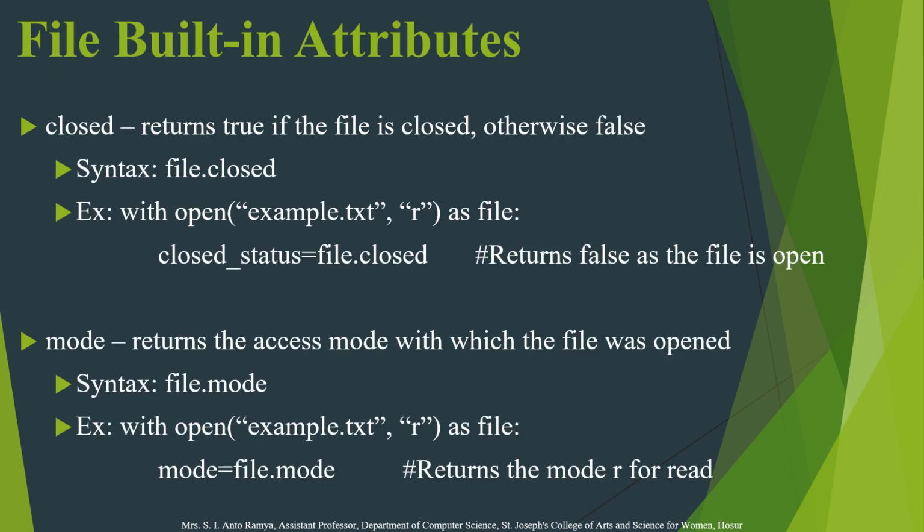So then we are going to see a few built-in attributes. The first one is closed. It is used for telling us whether the file is closed or not. If the file is closed, it will return true. If the file is open, it will return false.